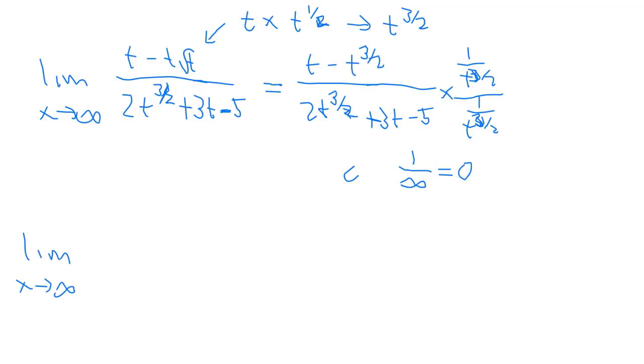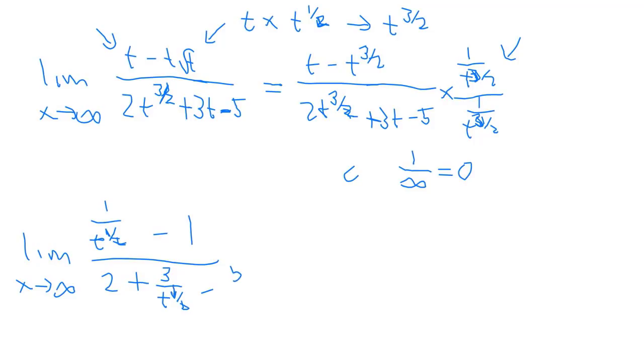So the limit as x approaches infinity of, if we divide t by t to the 3 halves, you get 1 over t to the 1 half. And if you divide t to the 3 halves by t to the 3 halves, you get 1. And if you divide 2t to the 3 halves by t to the 3 halves, you get 2. And if you continue on with this, you get 3 over t to the 1 half. It's a terrible one. Minus 5 over t to the 3 halves.